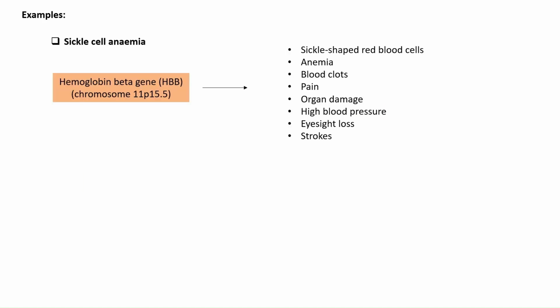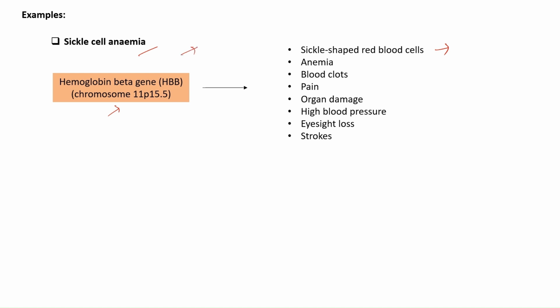Now, there are multiple examples where a single gene is associated with multiple phenotypes. One such example is sickle cell anemia. Sickle cell anemia is a disease which is caused when the hemoglobin beta gene is mutated. The hemoglobin beta gene is present on chromosome number 11. When this gene gets mutated, our blood cells become sickle shaped, because of which they are unable to carry oxygen. So we get a deficit of oxygen in our body. This is the main phenotype associated with the defect of the hemoglobin beta gene.